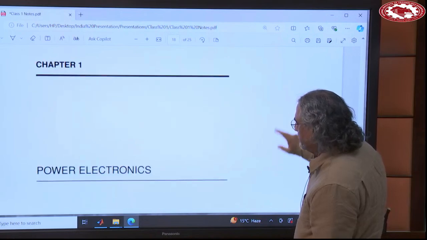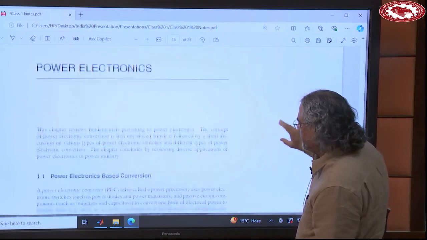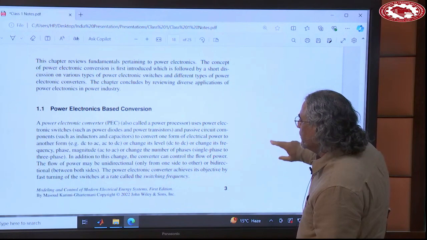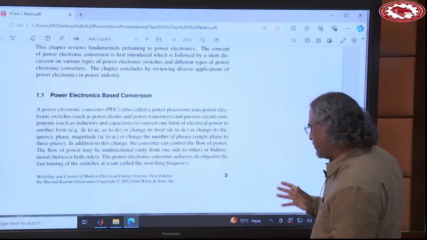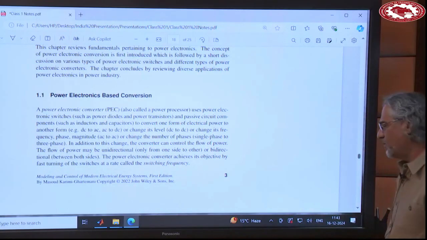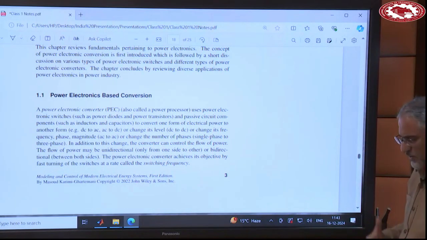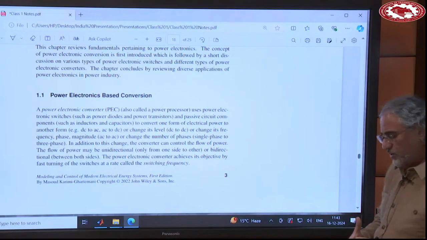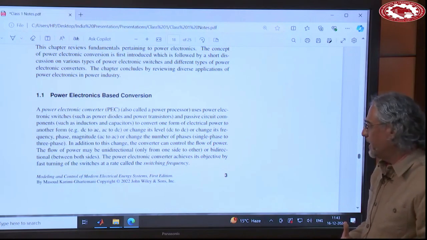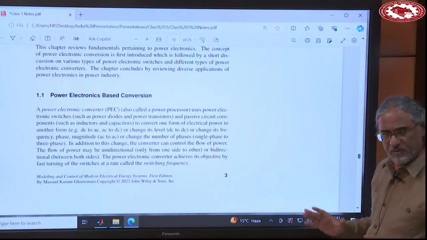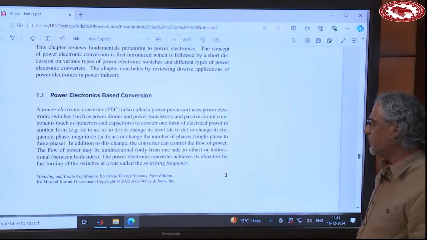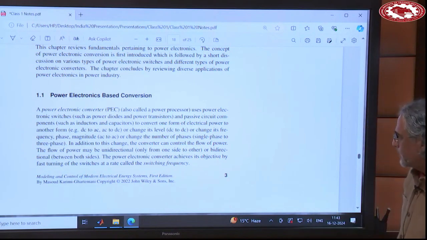Okay, power electronics. This chapter is going to give you an introduction to what power electronics is, what a power electronic converter is, what it does, how it does its job, and what the applications are, in a very brief way without going into too much detail.